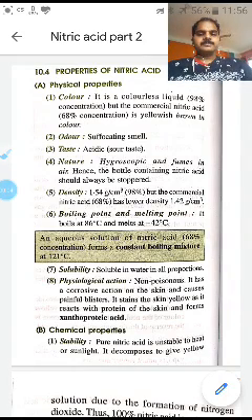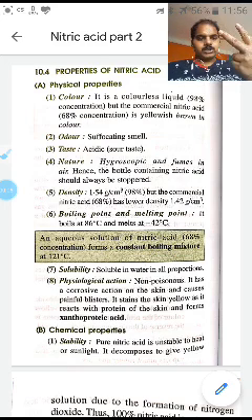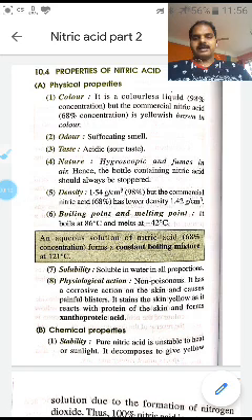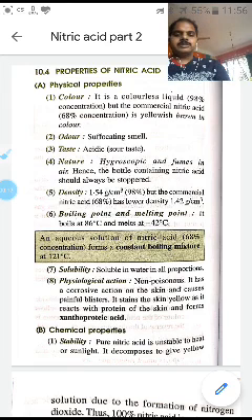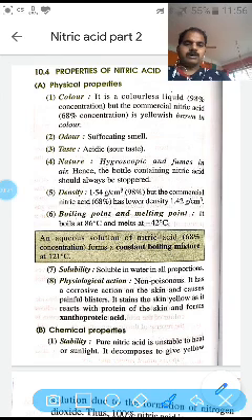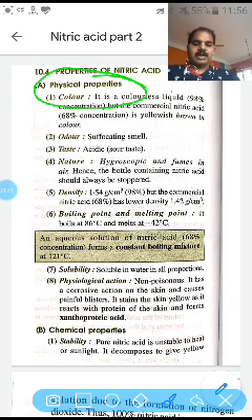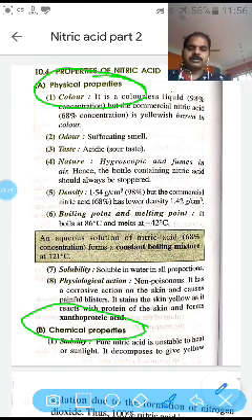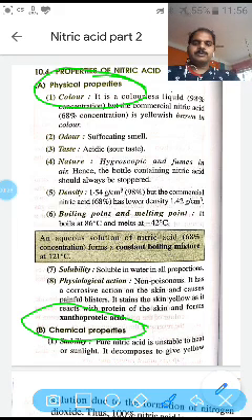Welcome everybody. In this part 2 of our study of nitric acid of ICSE class 10, we will be studying properties of nitric acid. Properties of nitric acid is divided into two parts. One is physical properties and the other is chemical properties. In physical properties, we will be studying the color, odor, taste, nature, density and boiling point.